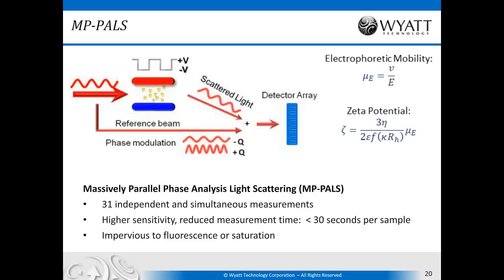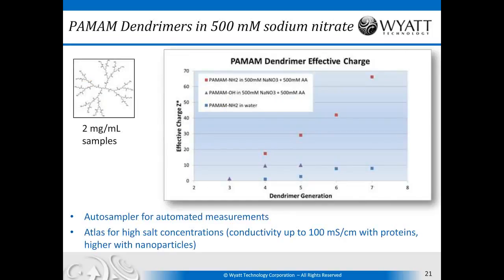Brief schematic: we have electrodes applying a voltage, the sample drifts between them, and the light scattering hits this array. This is an array of 31 independent simultaneous measurements, unlike traditional PALS detectors. And that gives you higher sensitivity and reduced measurement time, so you can make relatively short measurements. And this technique is impervious to fluorescence or saturation because it's not using an APD or other detectors which are typically used for photon counting.